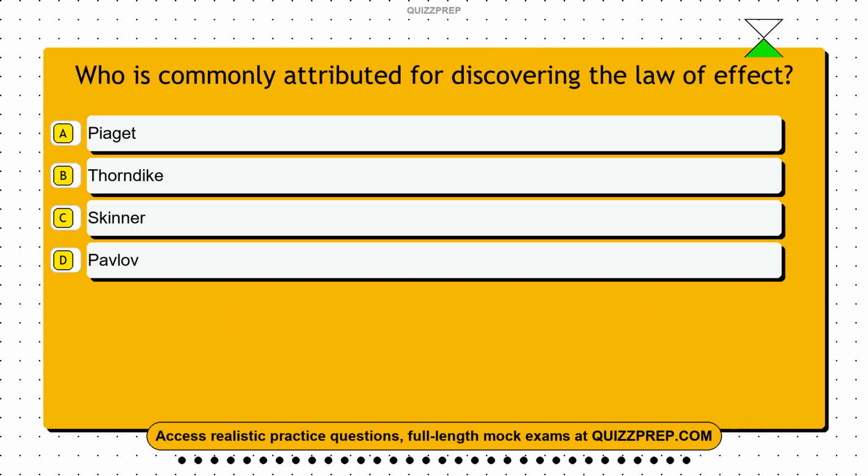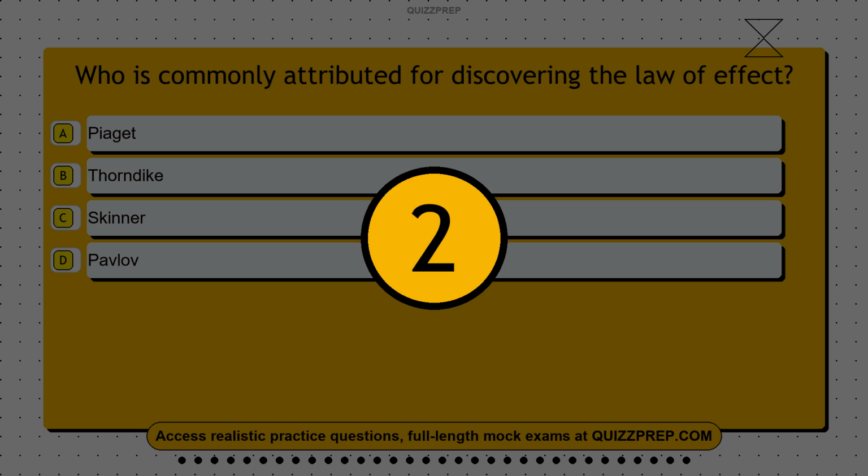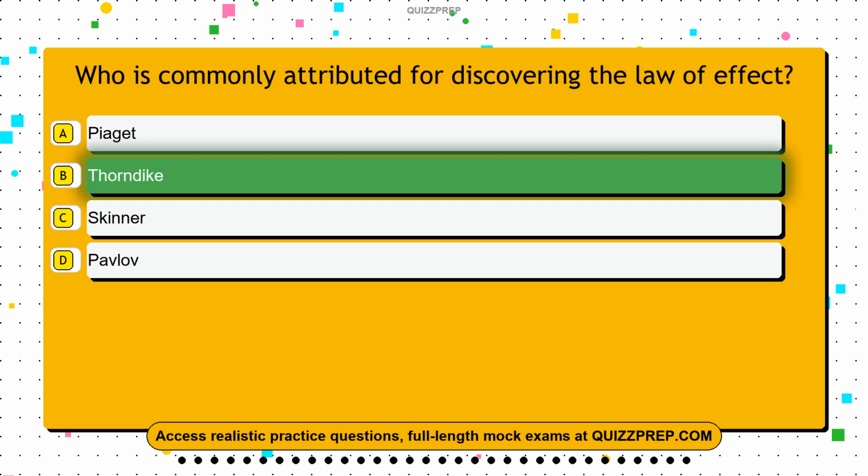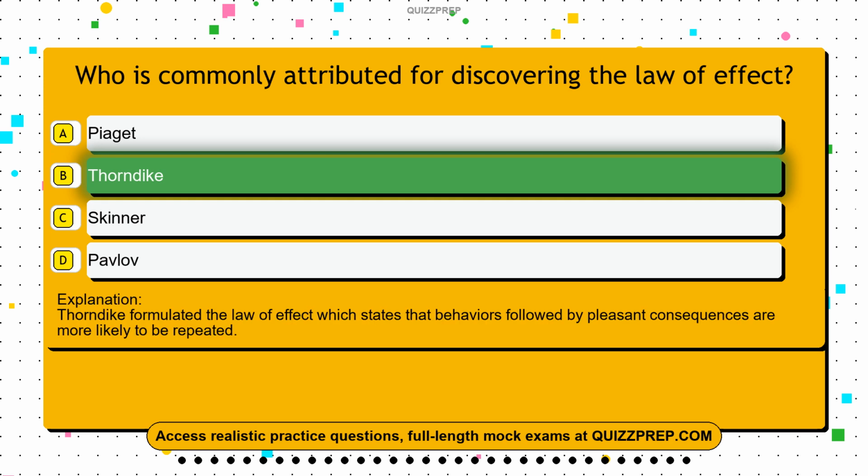Question 7. Who is commonly attributed for discovering the law of effect? Option A, Piaget. Option B, Thorndike. Option C, Skinner. Option D, Pavlov. The correct answer is option B, Thorndike. Thorndike formulated the law of effect, which states that behaviors followed by pleasant consequences are more likely to be repeated.